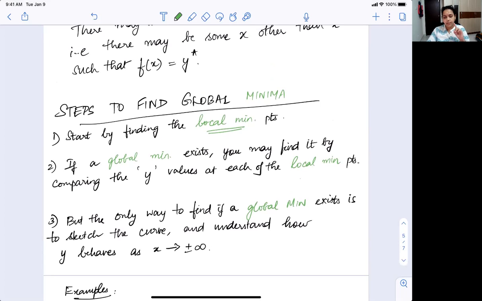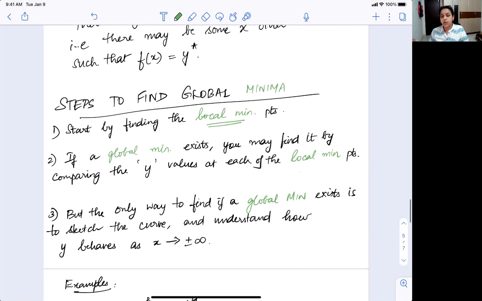Remember that a particular critical point need not be a global minimum point, because a global minimum point by definition is the point where the function attains its lowest value. So we'll see a couple of examples where a local minimum is not necessarily a global minimum. And we saw corresponding examples in the global maximum case. So let's look at examples in the global minimum case.